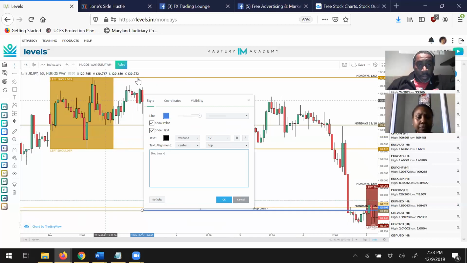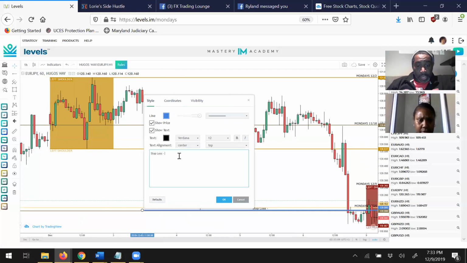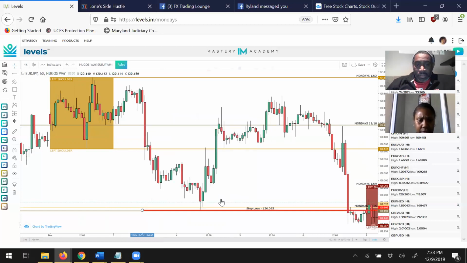And then we're gonna go over here to our coordinates. We're gonna grab our coordinates, or should I say our price, and we're just gonna change our color to red, just to signify that that's our stop loss. Easy enough, right? So now we're looking for our previous low point. That's this candle here. This is our previous low.